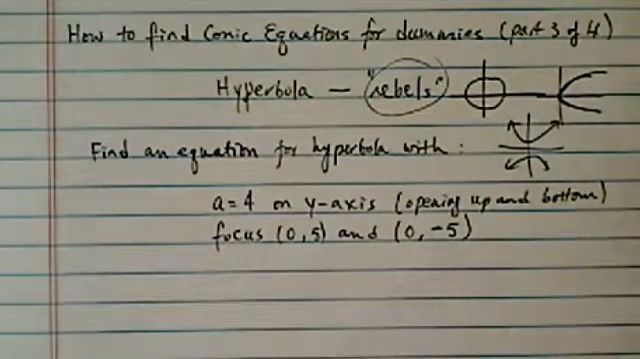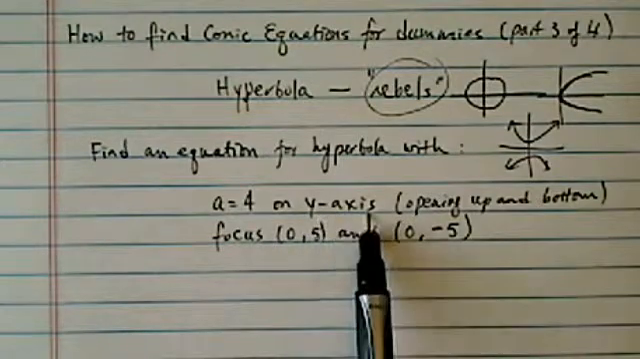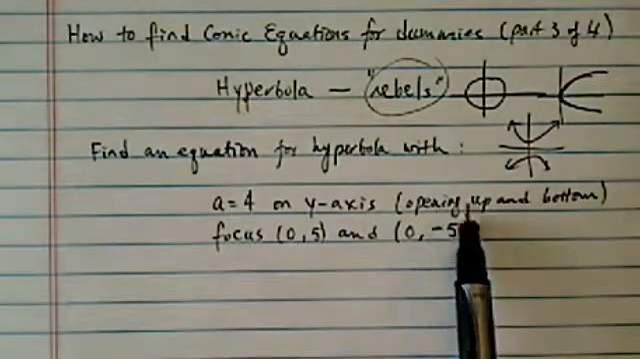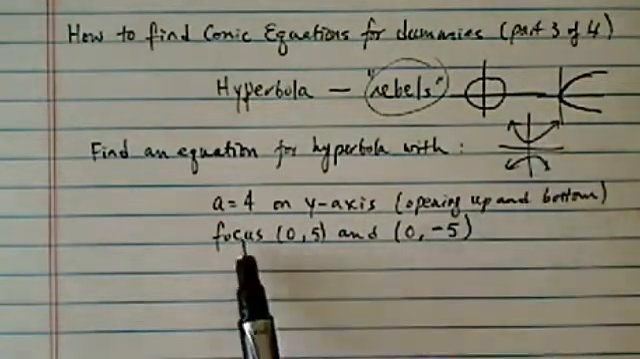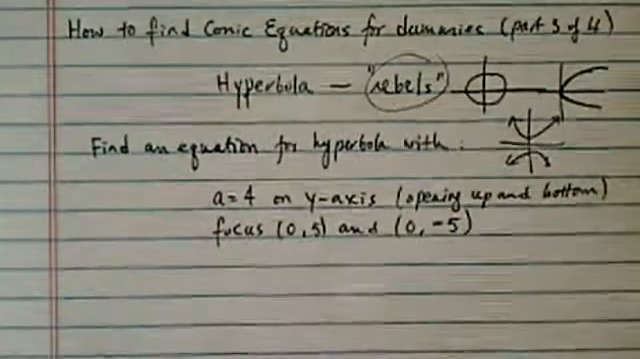They went to war, almost. Okay, so here we have a problem where a is equal to 4 and the curve is on the y-axis, i.e. it's opening up and down. That's this case. We were given where a focus is and we're supposed to find an equation on this one.